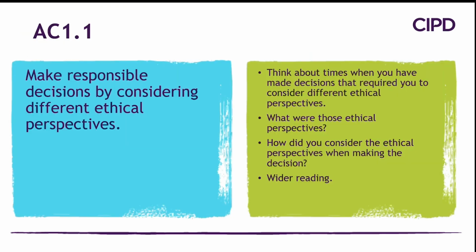We will now move to the assessment criteria and look at each in turn, starting with those in Learning Outcome 1. AC 1.1. Make responsible decisions by considering different ethical perspectives. You could start by thinking about times when you've made decisions that require you to consider different ethical perspectives. What were those ethical perspectives? How did you consider the ethical perspectives when making the decision? We'll also look at wider reading in this response. Wider reading could come from literature on ethics, on decision making, and on the matter on which you made a decision.